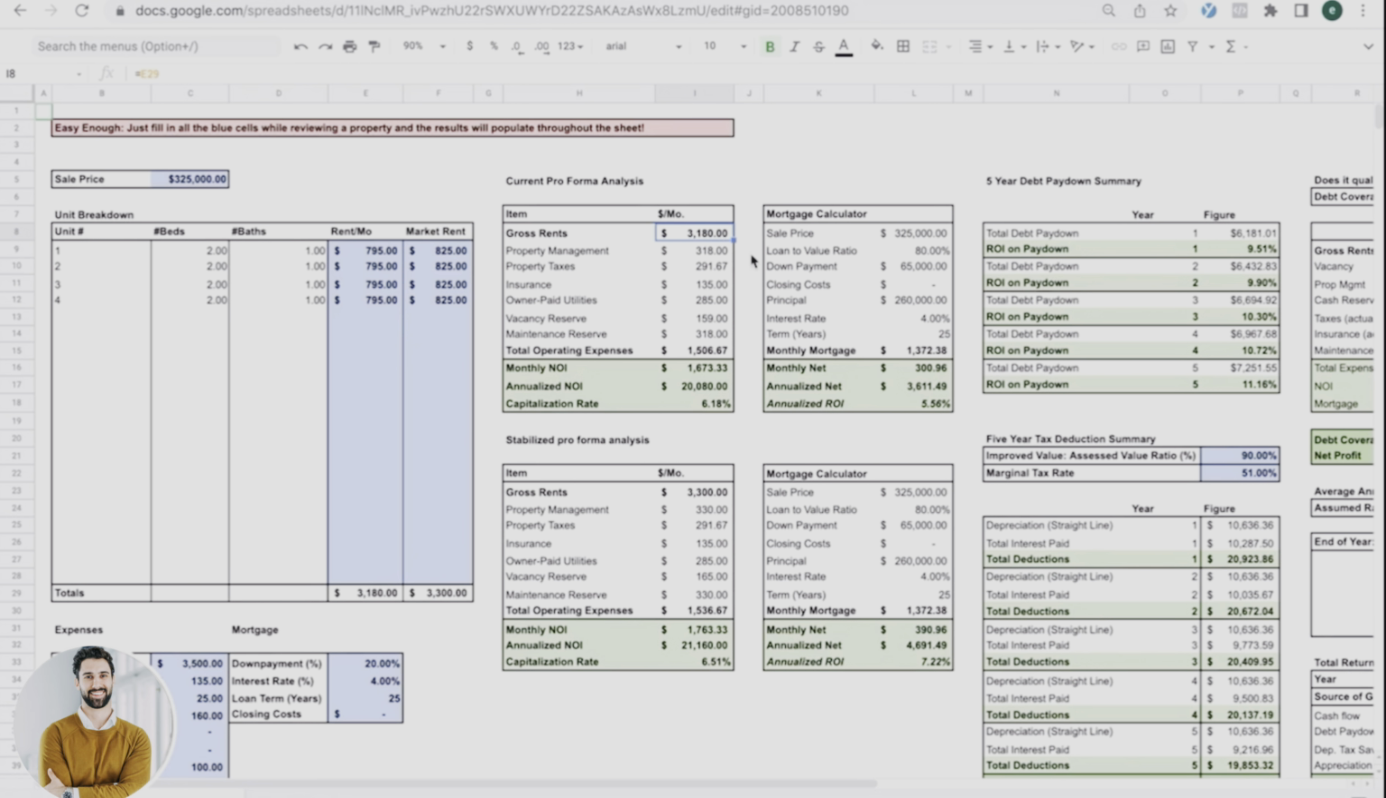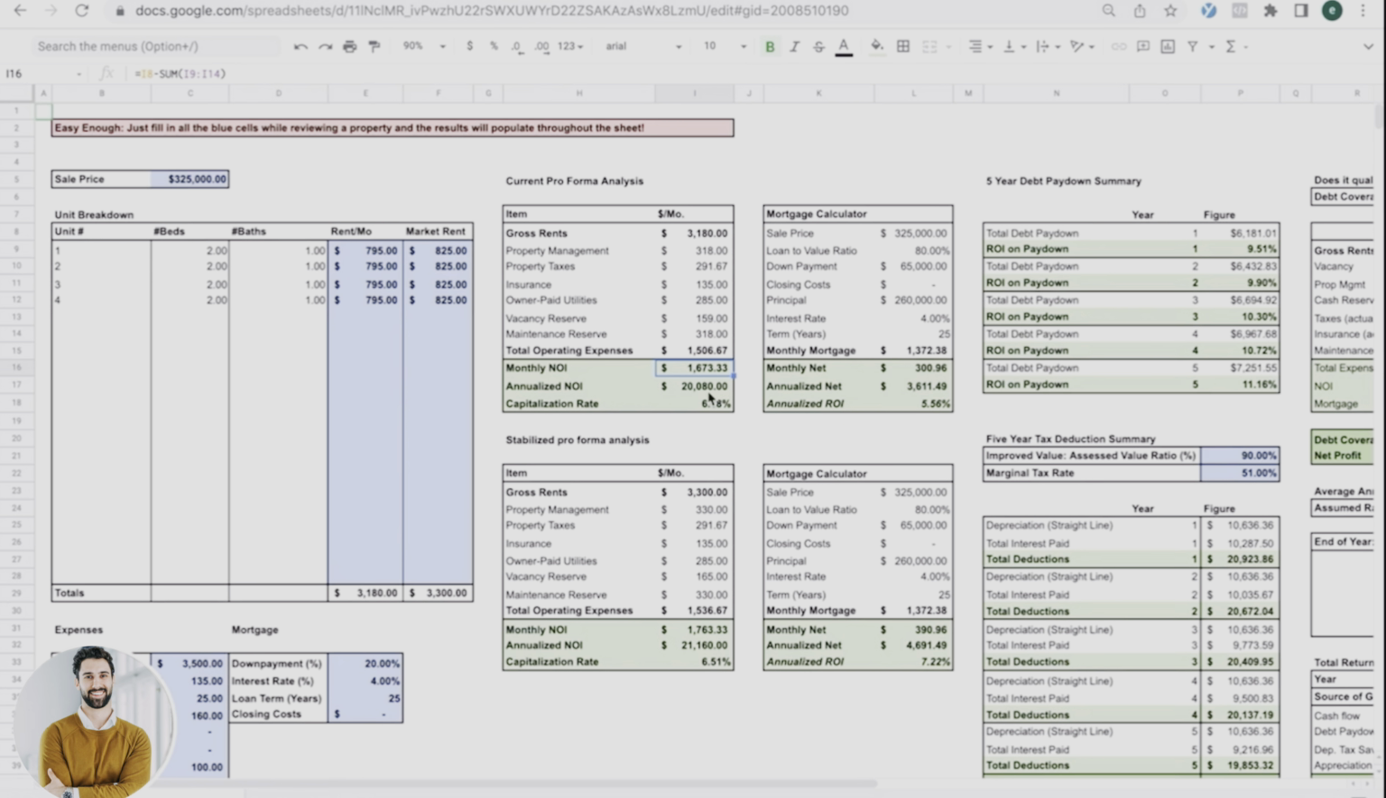All the income you collect for the month. You're going to subtract all those operating expenses. Remember, this does not include your debt service. Total operating expenses here are $1,506.67. Rents are $3,180. The net income after that is $1,673.33. If you own this property free and clear with no loan, you'd be collecting $1,673.33 a month after putting reserves aside in net operating income.